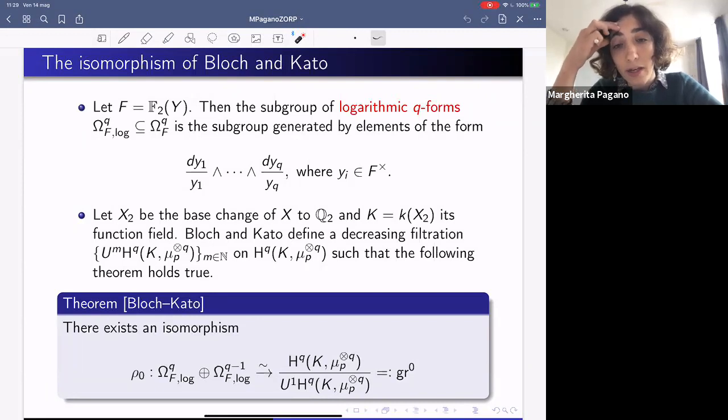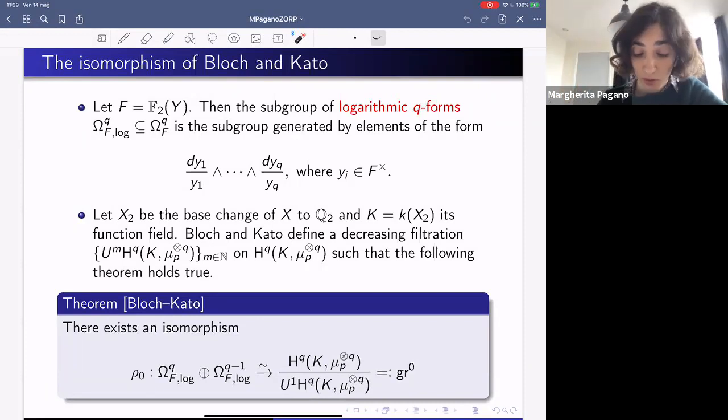And Bloch and Kato have defined a decreasing filtration on the Galois cohomology groups of K with respect to the Galois module mu p tensor q. And they have proven that there exists the following isomorphism, which again gives us the bridge from characteristic 2 to characteristic 0. There is an isomorphism between the logarithmic q forms direct sum the logarithmic q minus 1 forms on F, and the quotient of this q cohomology group by the first piece of the filtration.